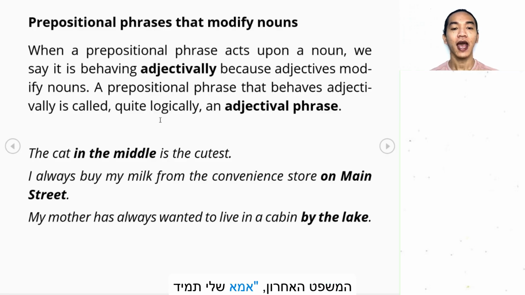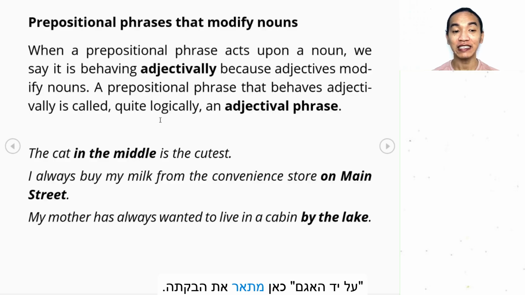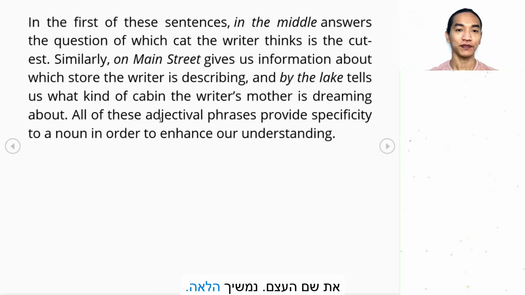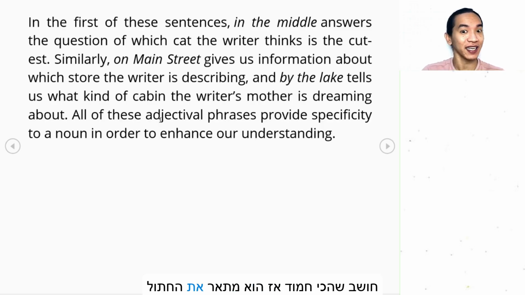Last sentence: My mother has always wanted to live in a cabin by the lake. So by the lake here describes the cabin. Okay, it tells something about the cabin. So the cabin by the lake, it's also an adjectival phrase. All right? Do we understand how these prepositional phrases modify nouns? Okay? So next one. In the first of these sentences, in the middle answers the question which cat the writer thinks is the cutest. So it describes the cat.